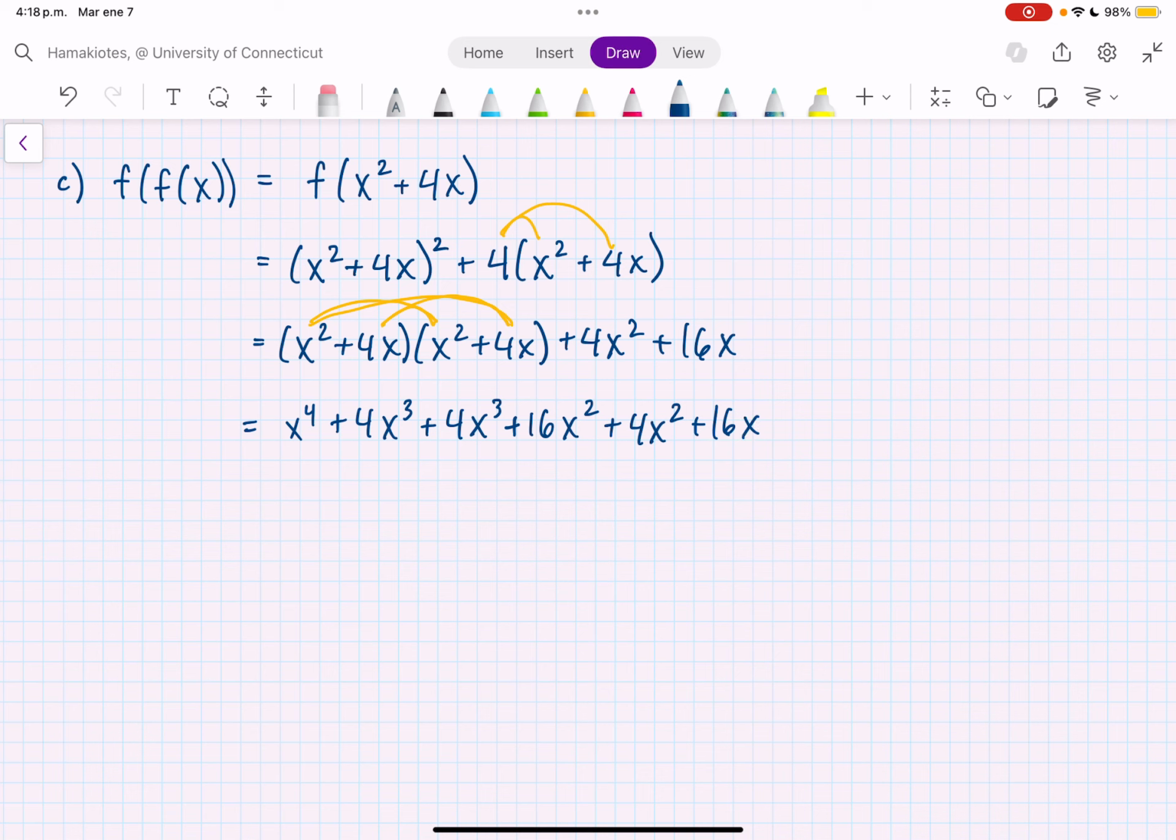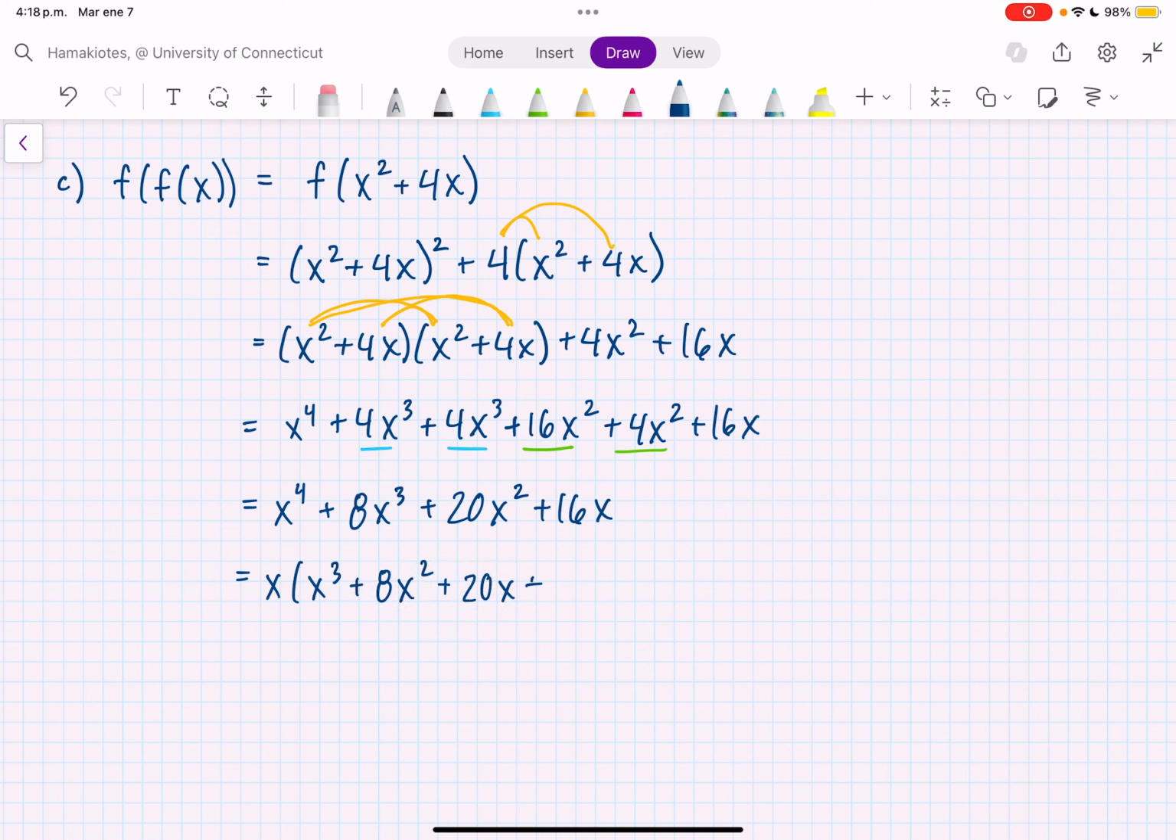Now we want to add like terms, so we have x to the 4th, and then our degree 3 terms are 4x cubed and 4x cubed, so that's 8x cubed. And now we have 16x squared and 4x squared, which gives us 20x squared. And then lastly, we have 16x. And from this, we can factor out an x. And write this as x times (x cubed plus 8x squared plus 20x plus 16). And that is our final answer.